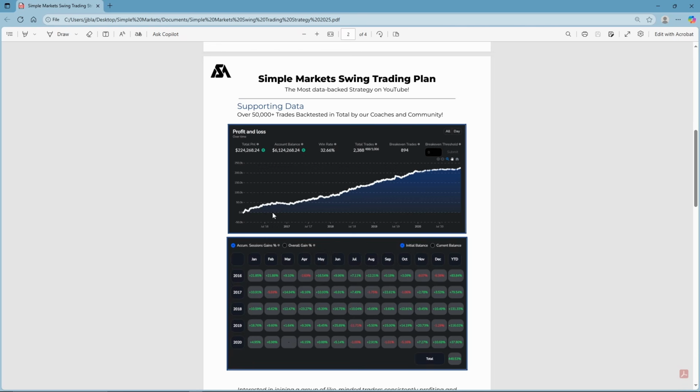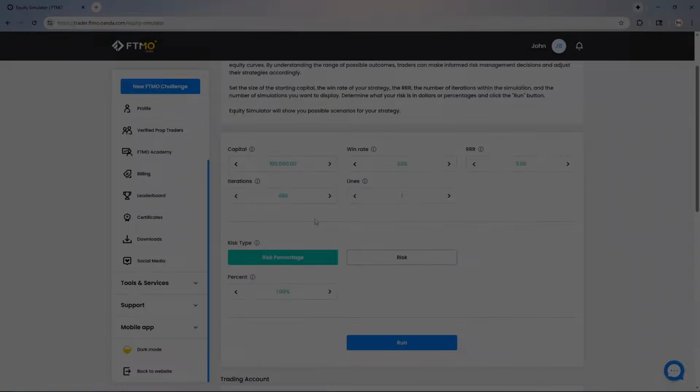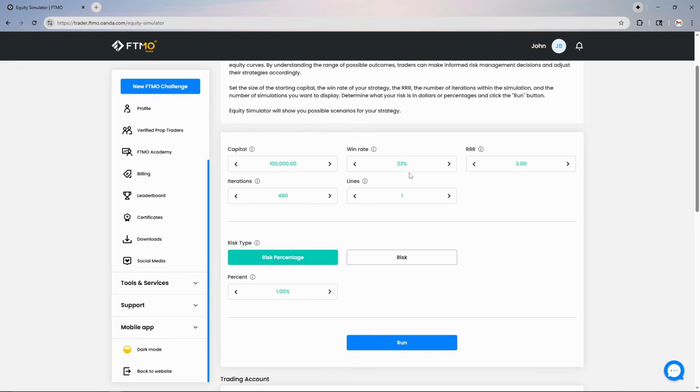And we're going to head back to the equity simulator now to show you the data. Now, what I did was basically take the strategy data that we saw and plug it in here for the more aggressive approach, about a 33% win rate, 3 fixed risk to reward, and 480 iterations total. And we are going to go ahead and run that simulation.